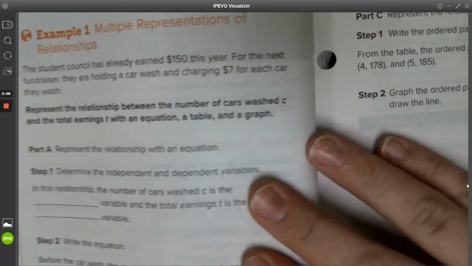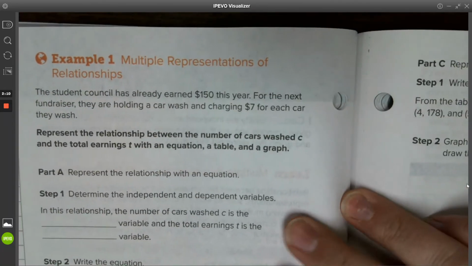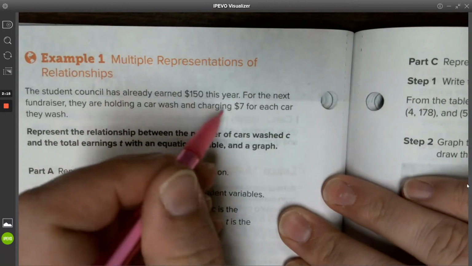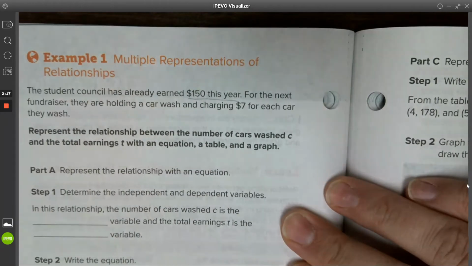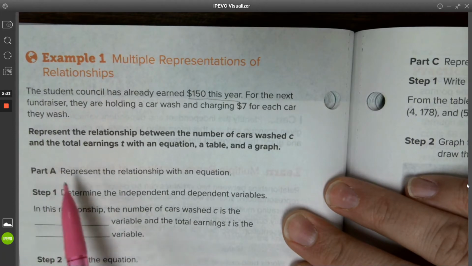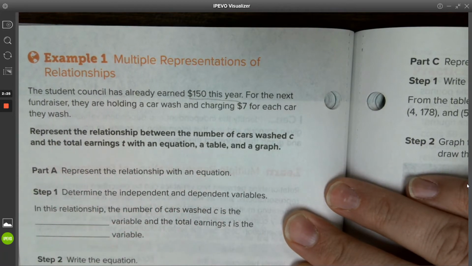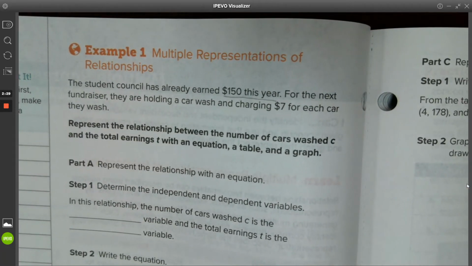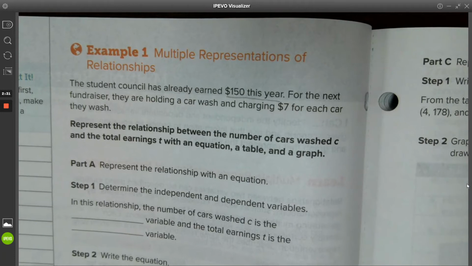So let's turn to page 424 and let's try example 1 together. The Student Council has already earned $150 this year. For the next fundraiser, they are holding a car wash and charging $7 for each car they wash. So we're going to represent this using a couple of different ways, the equation, the table, and the graph. We're already given the words for it.